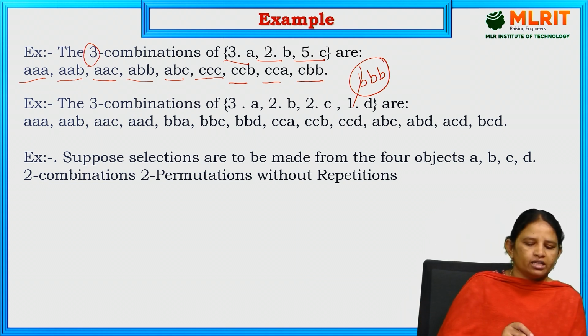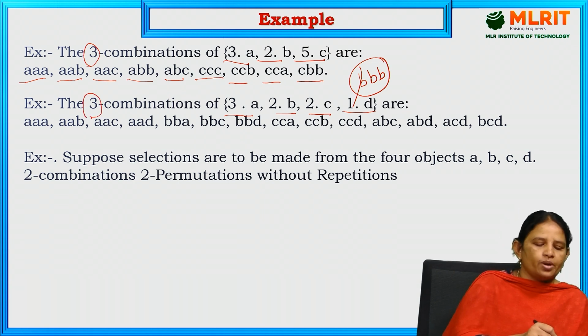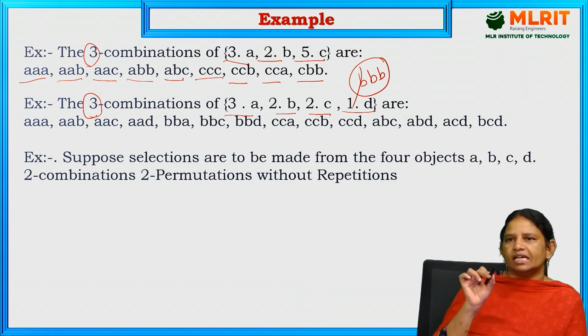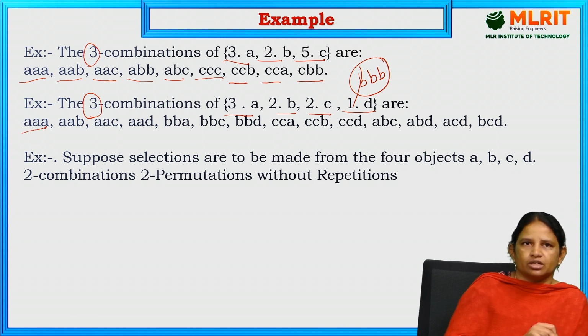Next, find the combinations of 3 A's, 2 B's, 2 C's and also 1 D. How many combinations are possible? Each combination consists of only 3-letter words. Triple A is one combination.